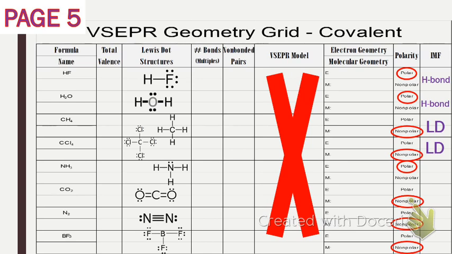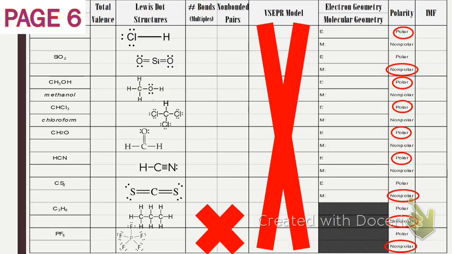NH3 is hydrogen bonding because we have hydrogen connected to that nitrogen. And then CO2 is non-polar, instantly London dispersion. In fact, these next two are also London dispersion because they're non-polar. On page 6, HCl, I have an H, but it's not bonded to F, O, or N, so there's no hydrogen bonding happening there. Dipole-dipole is only there if it's polar, which it is. So this is dipole-dipole. SiO2, non-polar, instantly London dispersion.